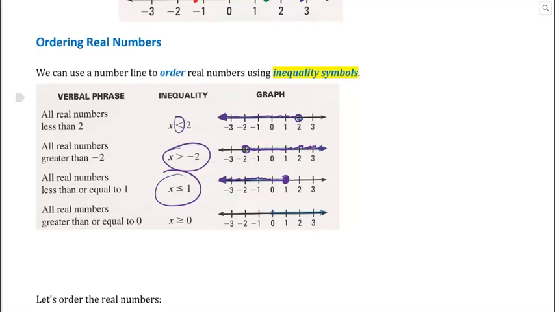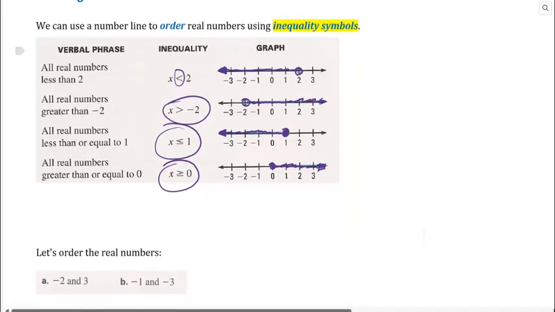And likewise, x is greater than or equal to 0. So that would be all the real numbers that are greater than or equal to 0. So we find 0, put a circle there. Everything greater than that is to the right. And then we fill in the circle because it's or equal to, so it also includes 0. So when we fill in the circle, it includes the number that's there. So that's what the greater than or equal to or less than or equal to symbols mean.